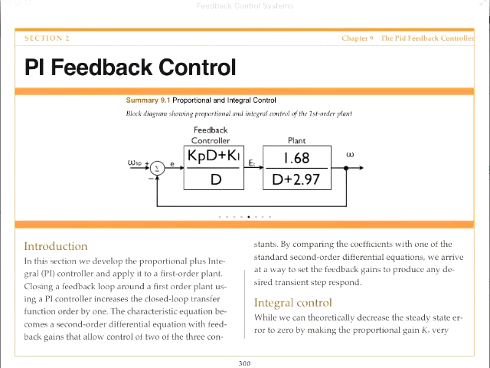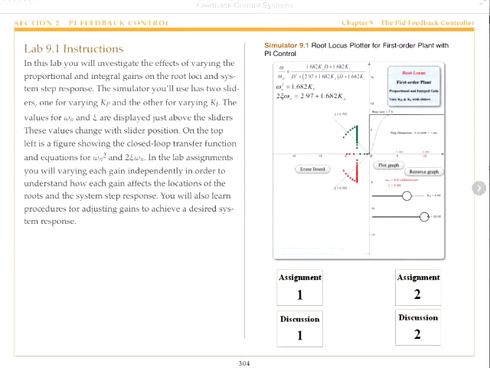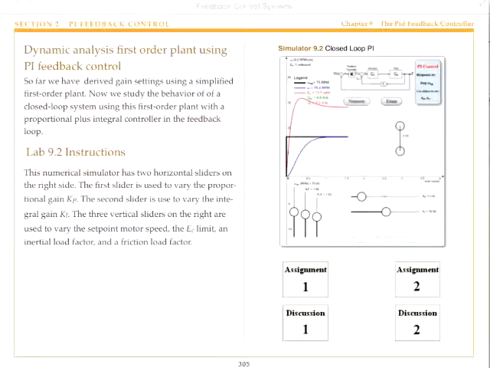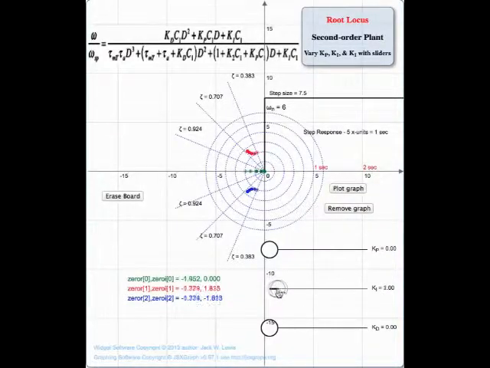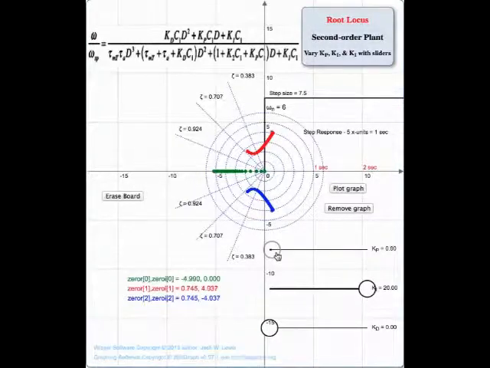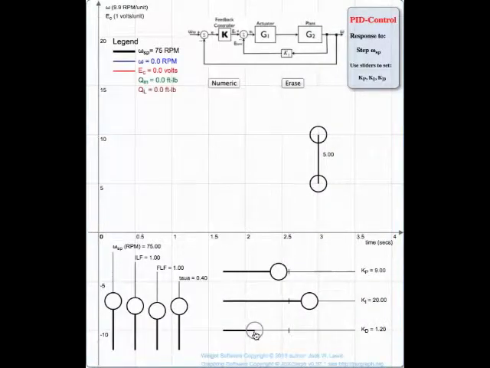In the next step, we create a closed-loop controller by combining proportional and integral controls. Again, we set the gains with a root locus plotter, then we test it controlling the plant. Finally, we create a closed-loop controller by combining proportional, integral, and derivative controls. We set the gains with the root locus plotter and test it controlling the plant.